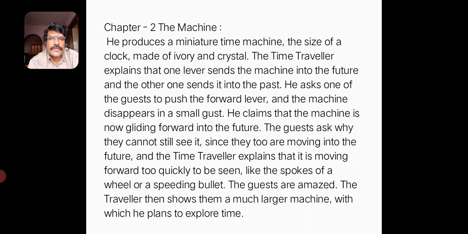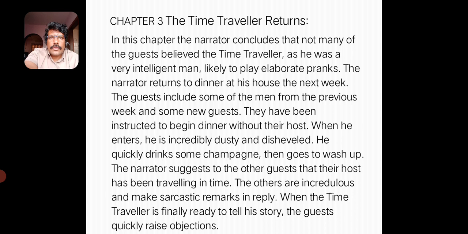The guests ask why they cannot still see it, since they too are moving into the future, and the Time Traveler explains that it is moving forward too quickly to be seen, like the spokes of a wheel or a speeding bullet. The guests are amazed. The Time Traveler then shows them a much larger machine with which he plans to explore time.